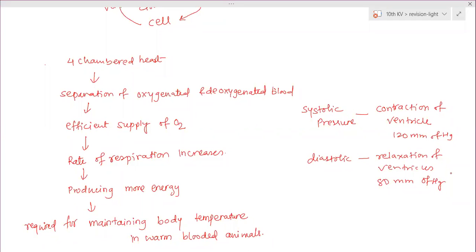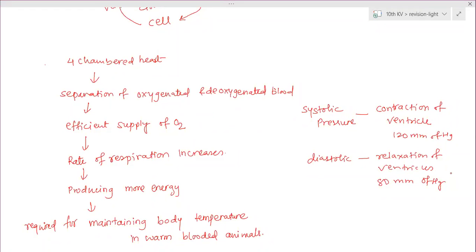The 4 points you are explaining are: it receives the deoxygenated blood from the different parts of the body. Second point, it sends that deoxygenated blood to the lungs. Third point, it receives the oxygenated blood from the lungs. And fourth point, it transfers the oxygenated blood to each and every part of the body, each and every cell of the body. That's it, the 4 functions you have to explain.